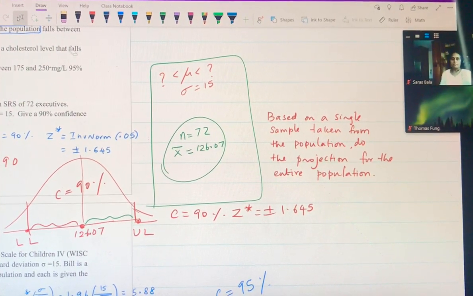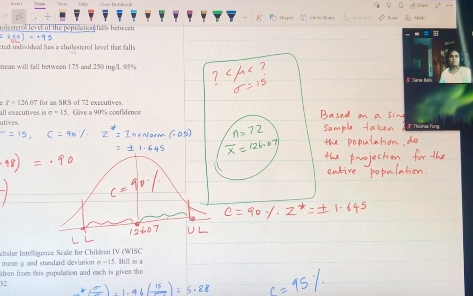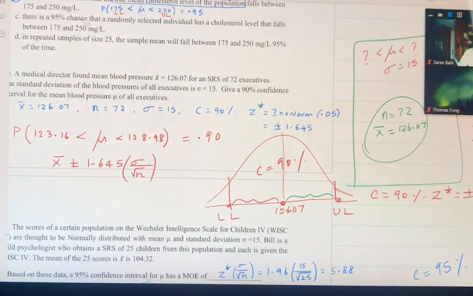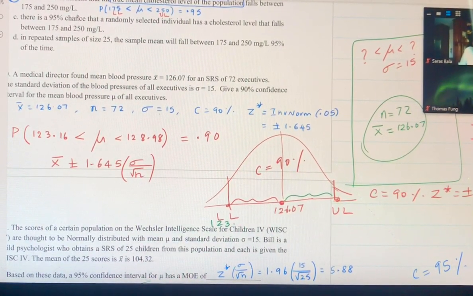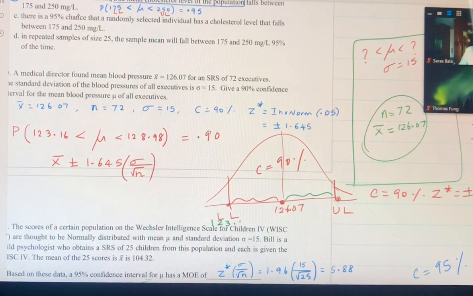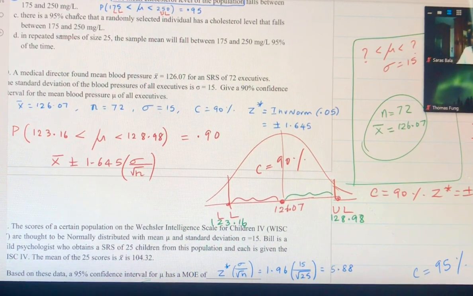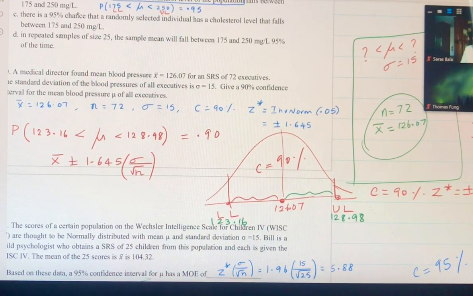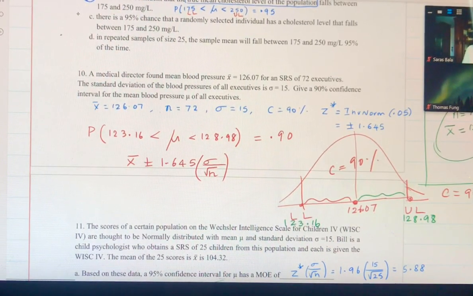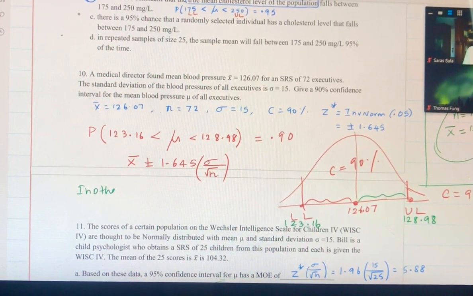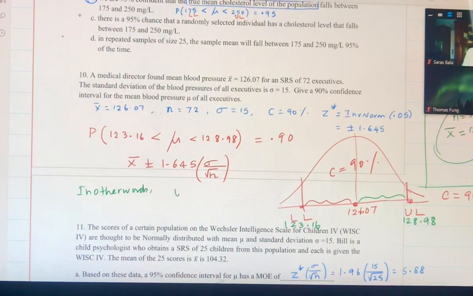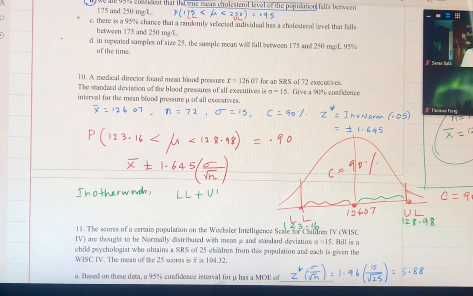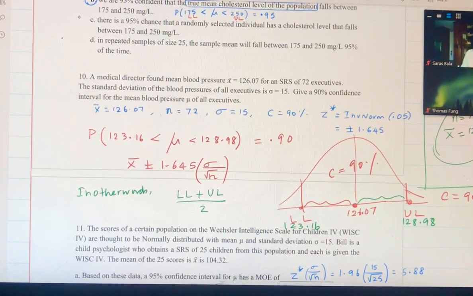The diagram tells you the confidence level is 90%, so you are getting the lower limit and the upper limit. The lower limit is 123.6 and the upper limit is 128.98. If you take the average of the lower limit and the upper limit, that is called your center. In other words, the lower limit plus the upper limit over 2, because I told you that they are equidistant numbers, right? So this is going to give you the center.